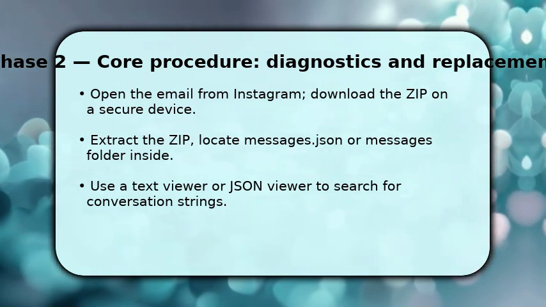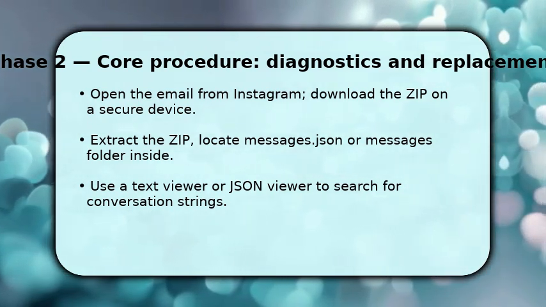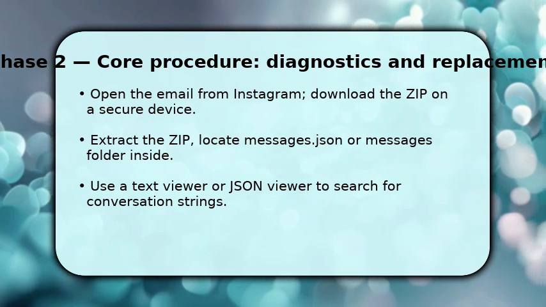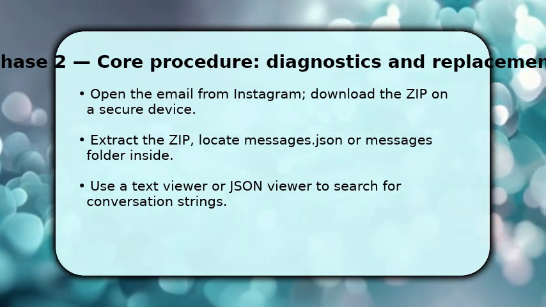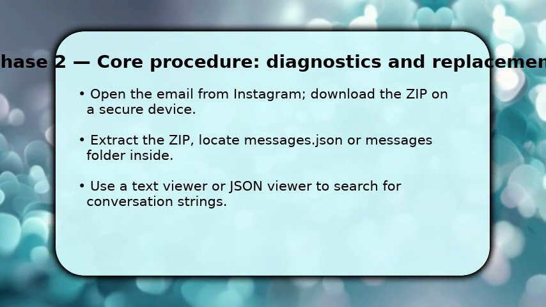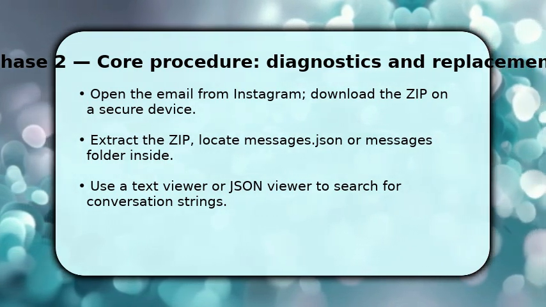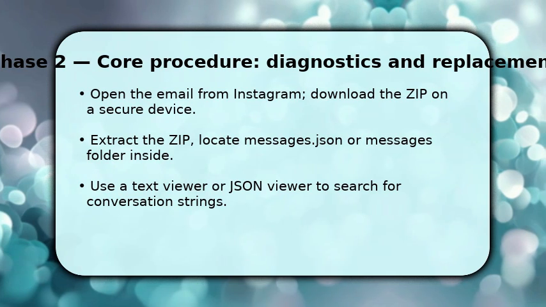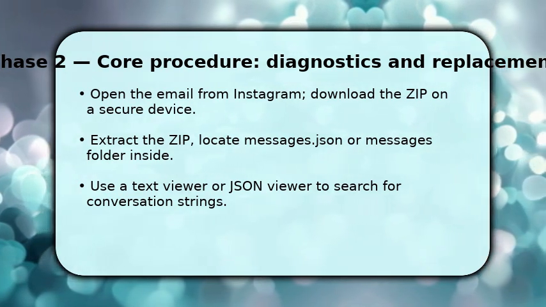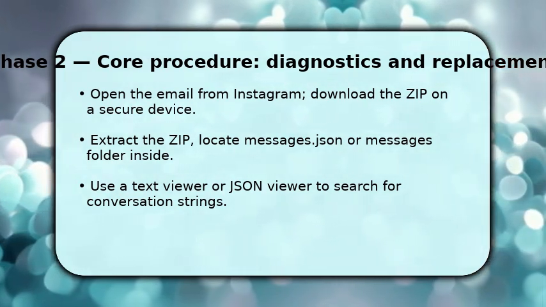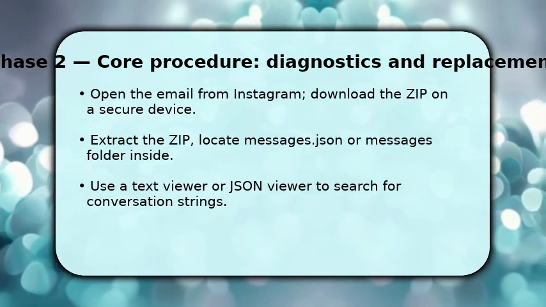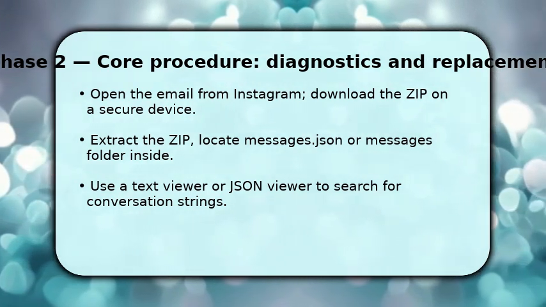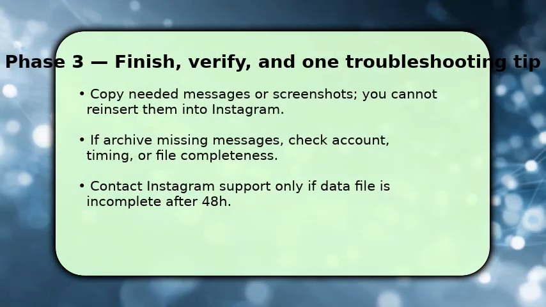Inside, locate messages.json or the Messages folder that holds direct message history. You open it with a JSON viewer or a text editor, then use search to find the username or keywords. This reveals deleted chat content in raw form. If you need readability, paste the JSON into a viewer or convert to CSV. To finish, copy important message text or take screenshots.